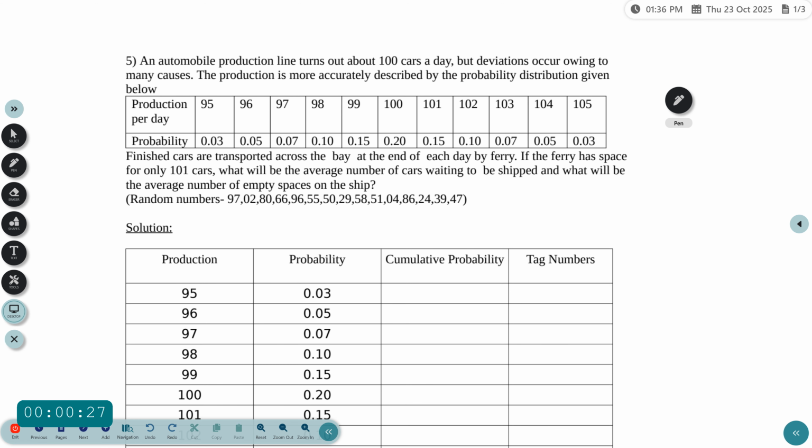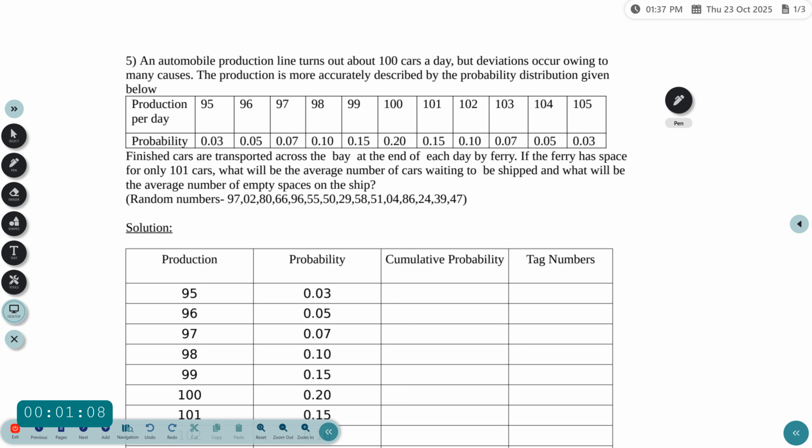So first row, production per day: 95, 96, 97, 98, 99, 100, 101, 102, 103, 104, 105. The corresponding probability values are 0.03, 0.05, 0.07, 0.10, 0.15, 0.20, 0.15, 0.10, 0.07, 0.05 and 0.03. Finished cars are transported across the bay at the end of each day by ferry.